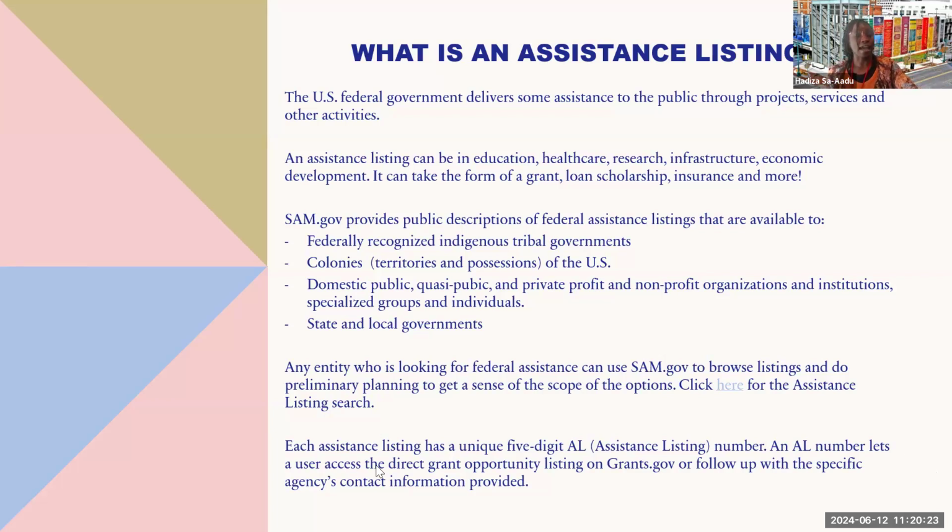An AL number basically lets a user access the direct grant opportunity listing on grants.gov, another associated website, or follow up with the specific agency's contact information that is provided through the assistance listing database.